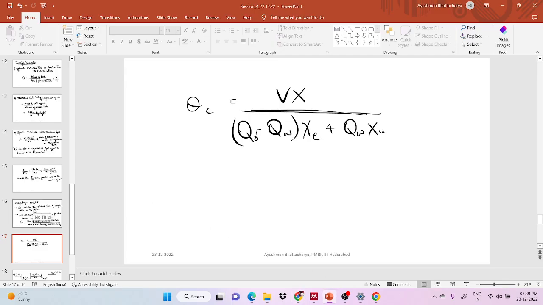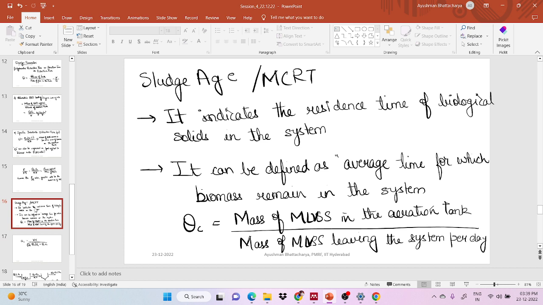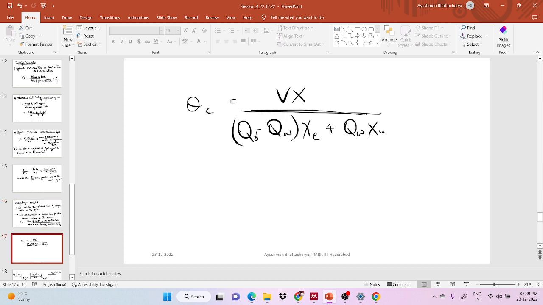These are the very important terms, which either in the interview or in the GATE, somehow or the other way they can come. So it is very important that you are well acquainted with all these terms. So the next thing I will talk about is sludge volume index.